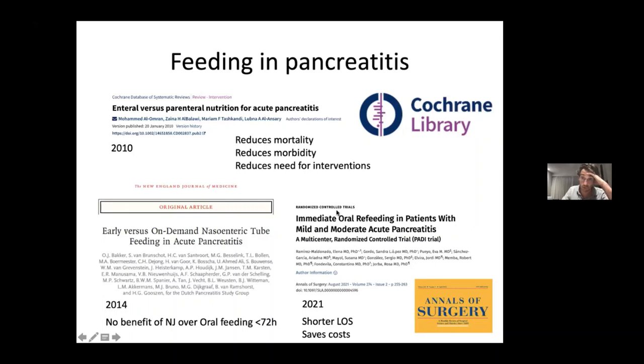And oral feeding has recently been studied again in a randomized controlled trial published at the beginning of this month or last month in the Annals of Surgery. Again, they showed that people who had early enteral feeding had a shorter length of stay, and there was a reduction of overall cost of treating the patients.